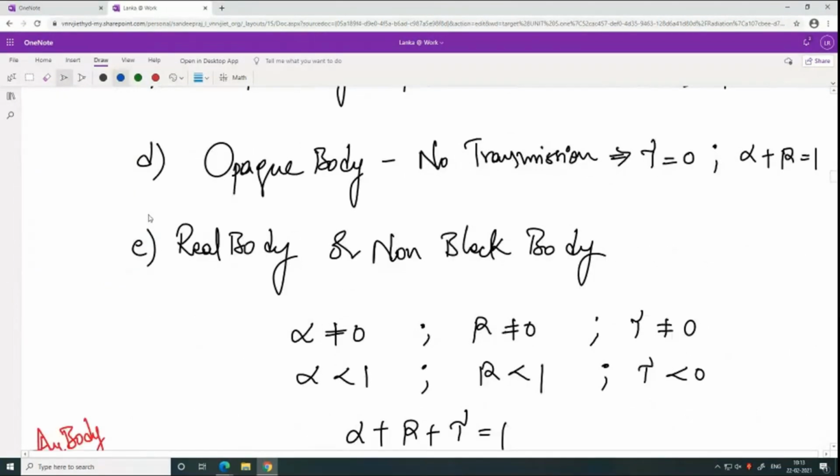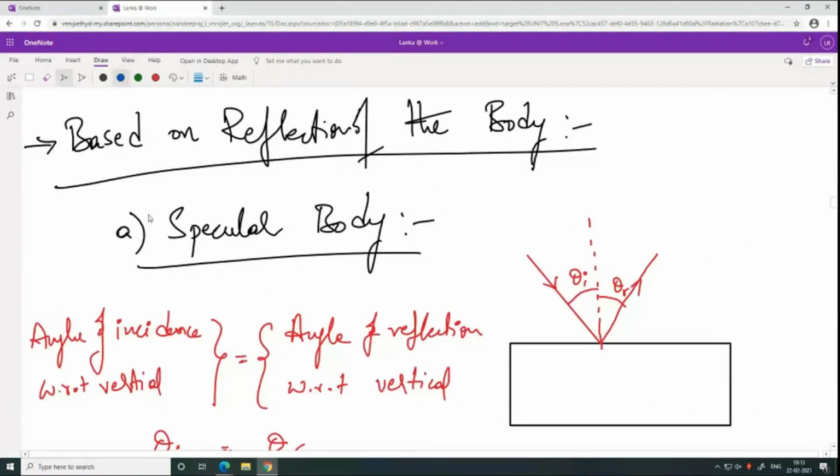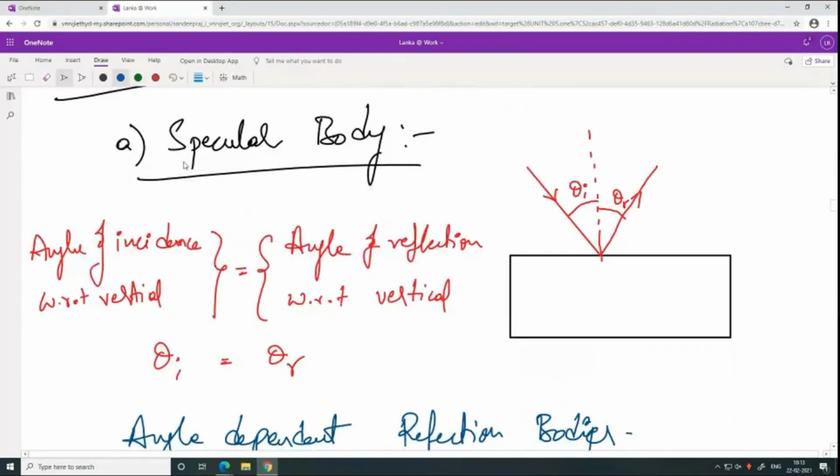Quickly moving ahead, we have seen the classification based on the reflection of the body. First, we have seen a specular body. For the specular body, the angle of incidence with respect to the vertical will be equal to the angle of reflection with respect to the vertical. That is, theta i is equal to theta r, as shown in this diagram here. With the same angle that it is incident, with the same angle, it will be reflected.